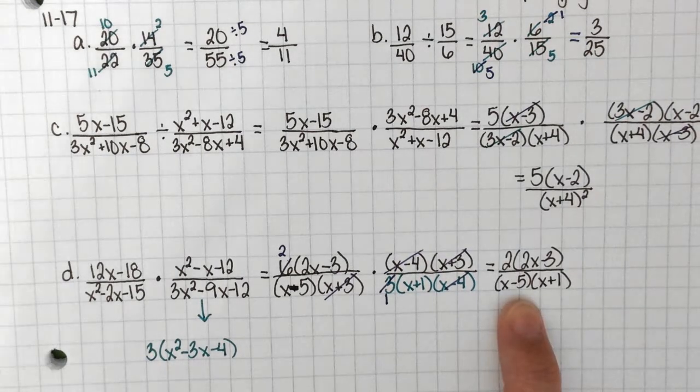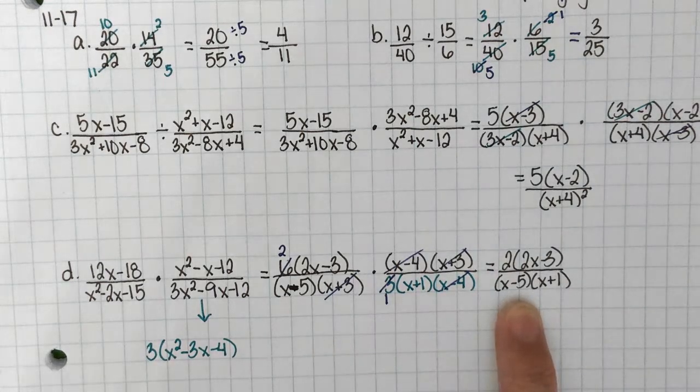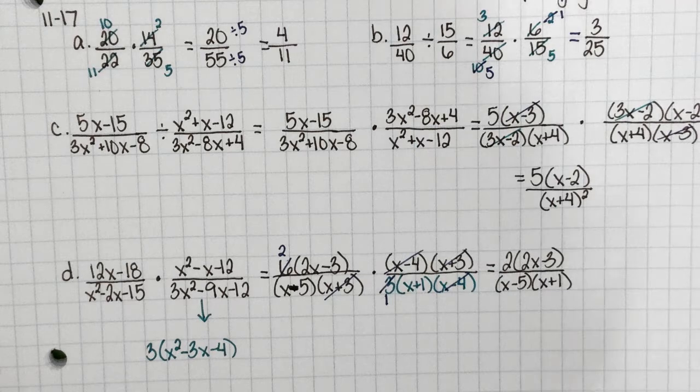There is no reason to multiply this out and make it x squared minus 4x minus 5. That would just be extra work, and more likely to make a mistake. So I don't recommend doing that.